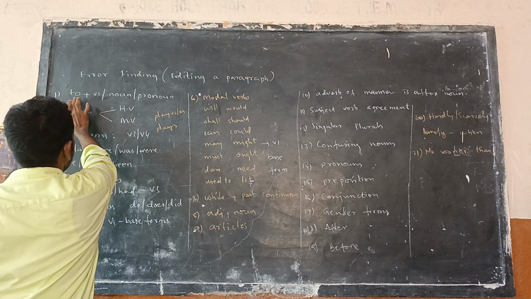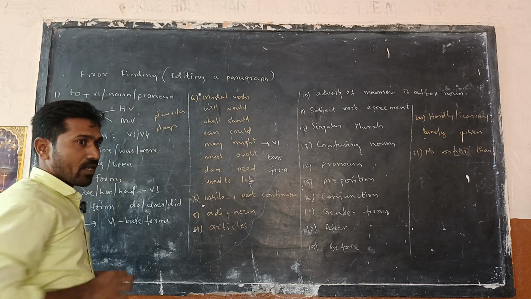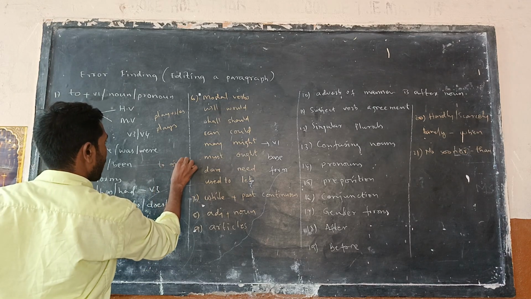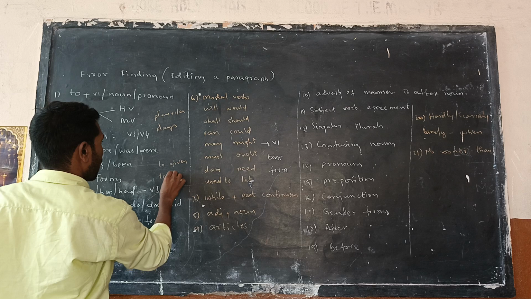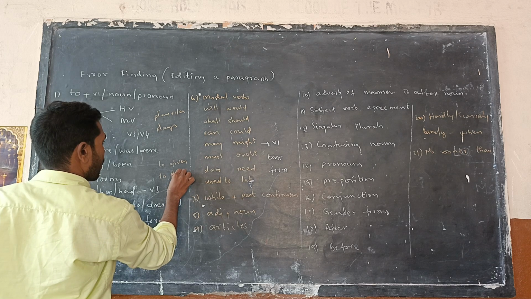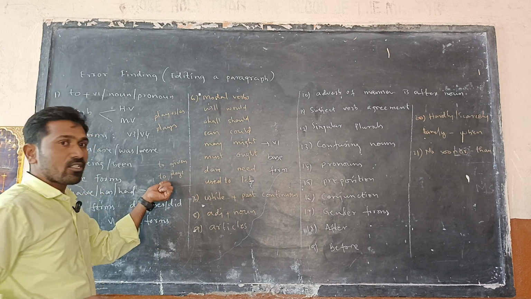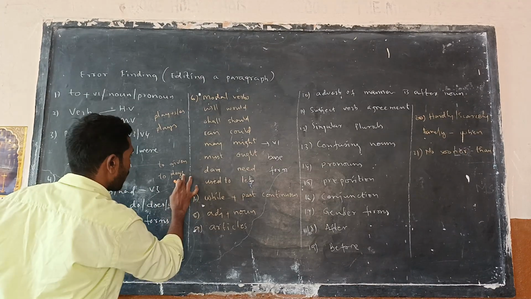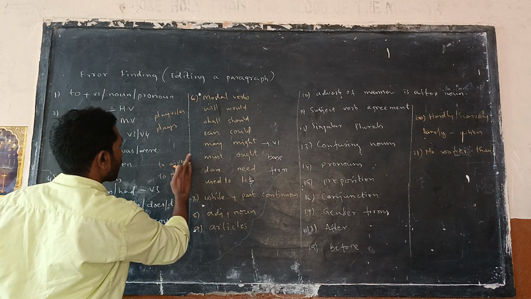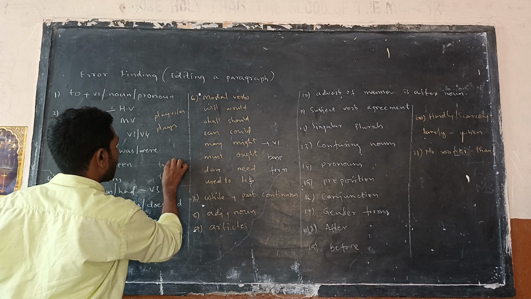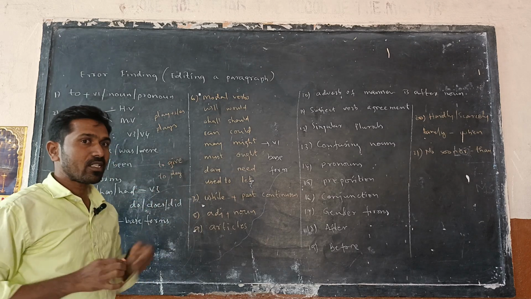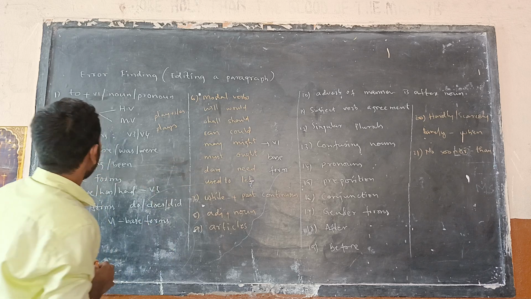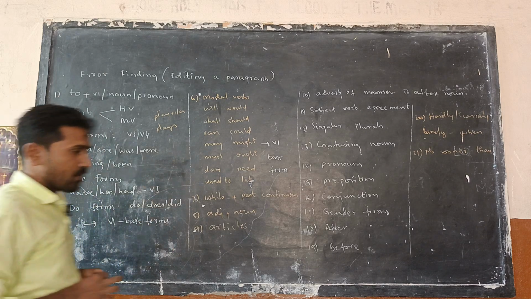So here, to plus only V1 should be there, no other words, like "to given", "to playing" or "to plays" is absolutely wrong. That means if this kind of verbs are given, then you will have to write only V1, the base form. To plus V1, base form. And next, verb mistakes will be there.